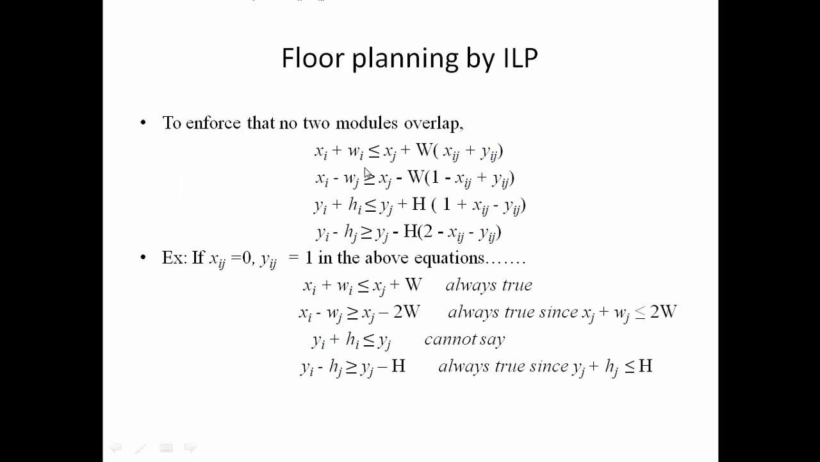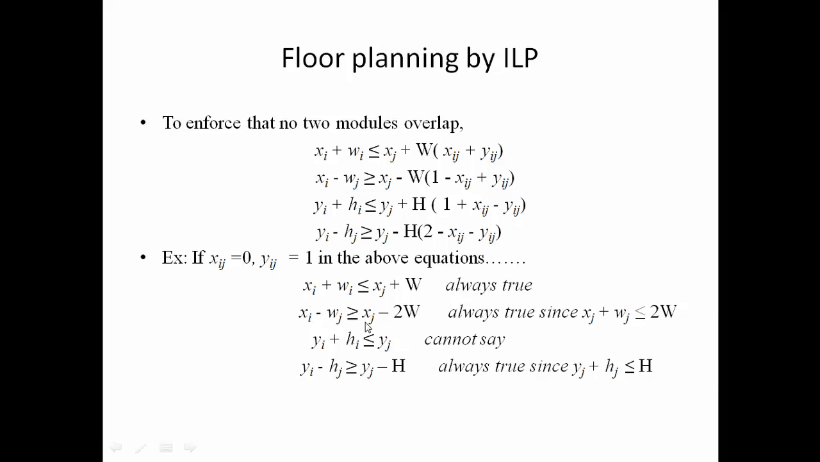So what we are saying is that for any module i, the lower left coordinate plus the width is lesser than the capital width of the floor plan. That is the total possible width of the floor plan. That is always true.